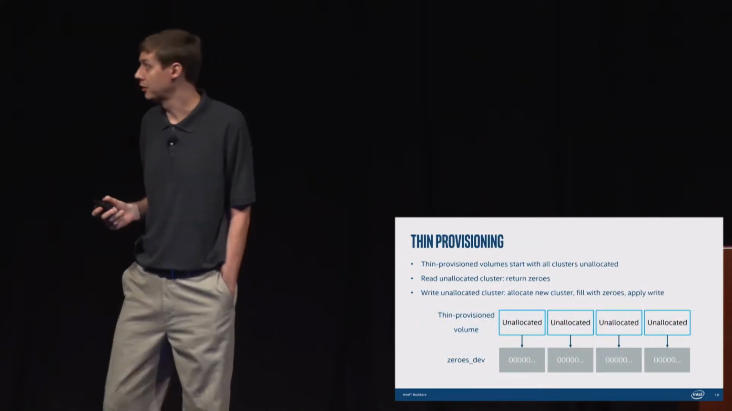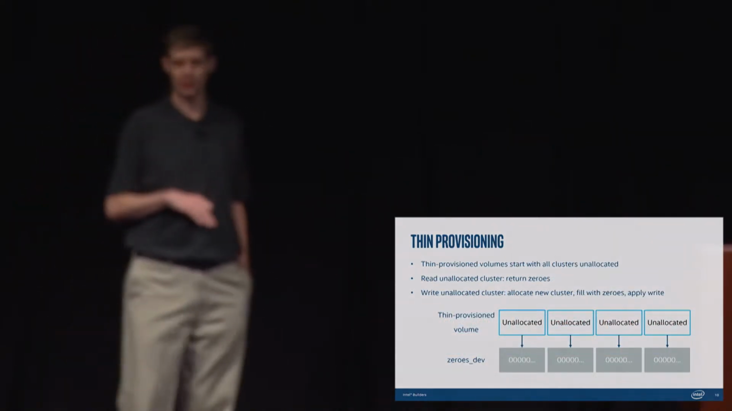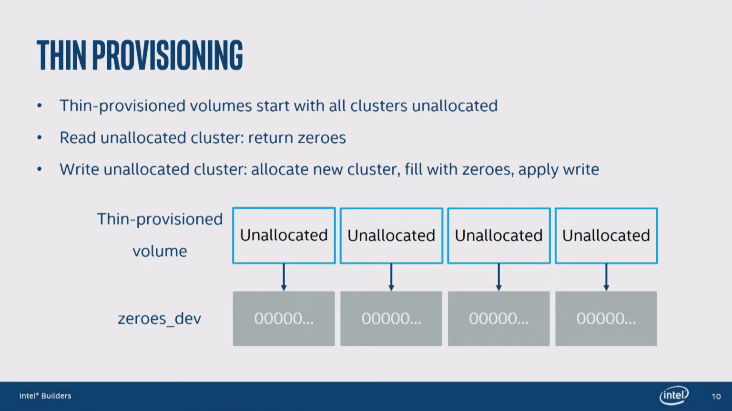All right, so now we get to the new stuff. So 1801 had the basic logical volumes functionality. Thin provisioning and snapshot and clone are new in 1804. So you can use this today, but it's fairly fresh. The basic idea here is that now instead of allocating all the clusters for a logical volume up front, you can say, make this a thin provision logical volume, which means that all of the clusters will be unallocated until you actually write to them.